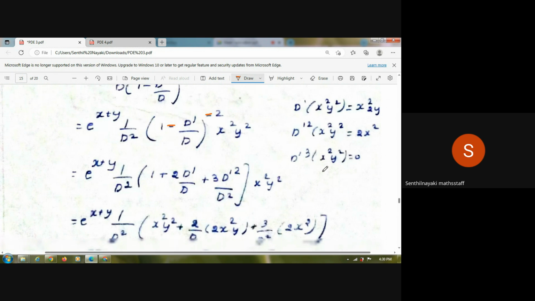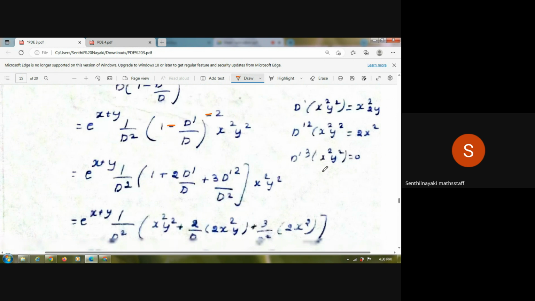Next one is the fifth case. This is a simple case. F of x comma y equal to sin ax into sin by, either sin ax into sin by or cos ax into cos by. In the third type already we have studied one trigonometric term, that is sin of (ax plus by) or cos of (ax plus by). This term is entirely different from this third type. So that is f of x comma y equal to sin ax sin by or cos ax cos by.